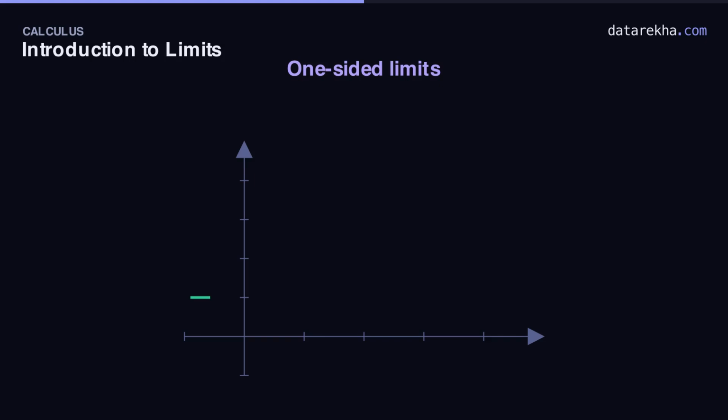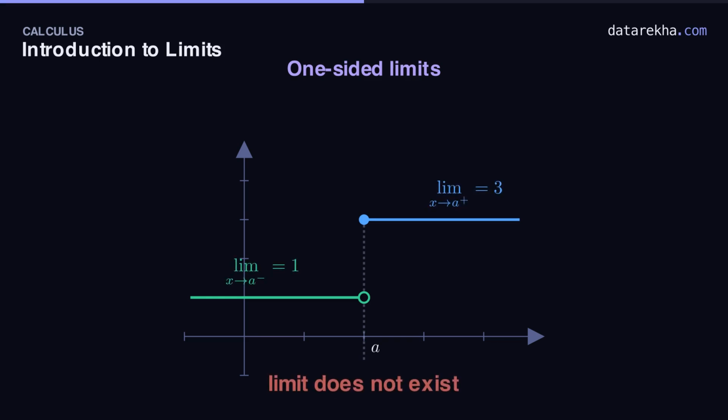Picture a graph that jumps. Coming from the left, the function rides along the height 1. Coming from the right, it rides along the height 3. At A, it leaps straight up. A cliff in the graph. So the left-hand limit is 1. The right-hand limit is 3. They disagree, 1 is not 3. So the two-sided limit at A does not exist. There's no single value the whole graph is heading toward.